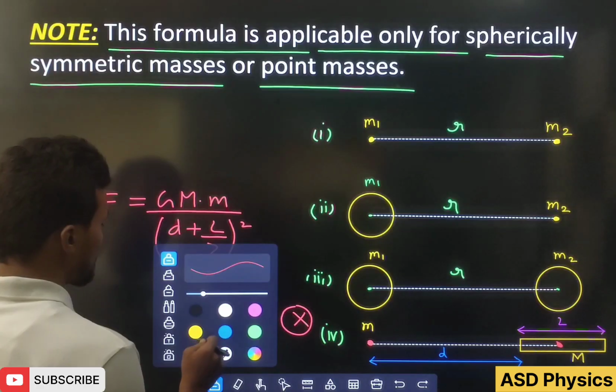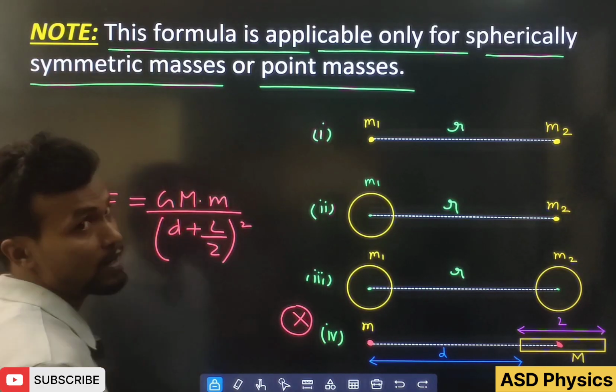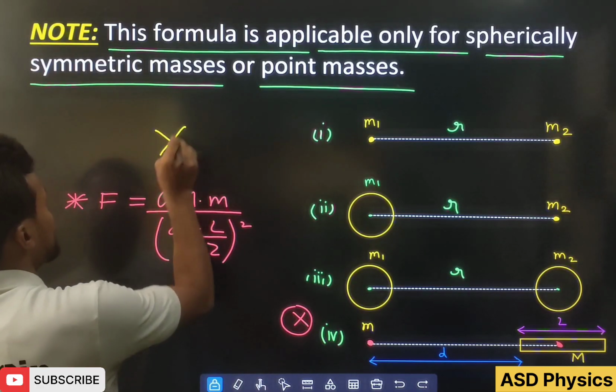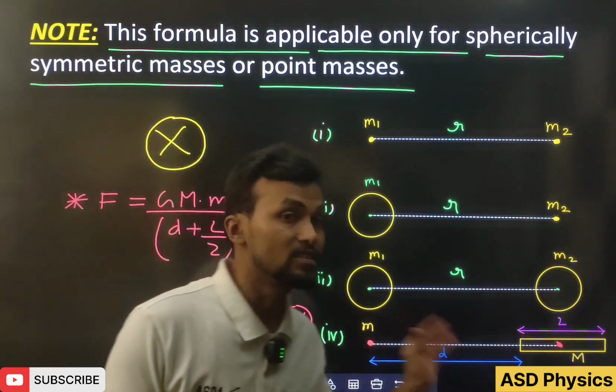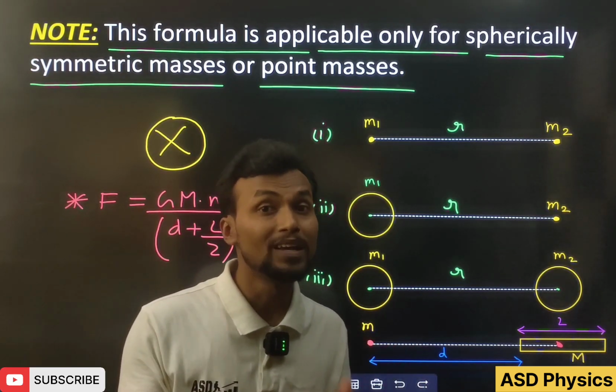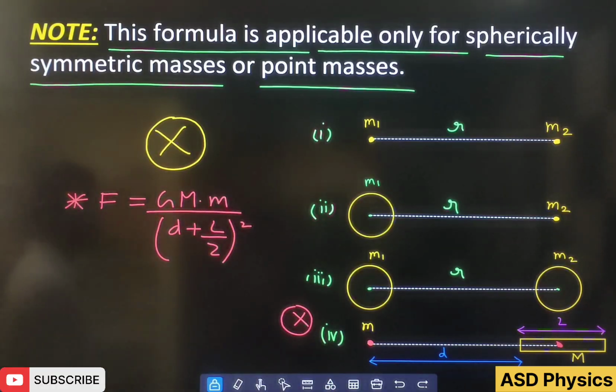So if in case you are thinking like this, by using the center of mass concept also, I would like to tell you this formula is also wrong. Only this formula you cannot apply in this situation. Remember that. Then what to do? That I will teach you next. Okay, kindly see very well.